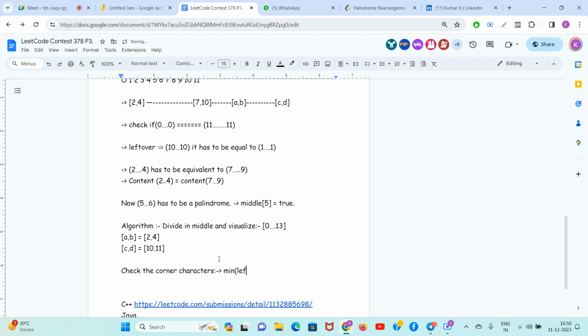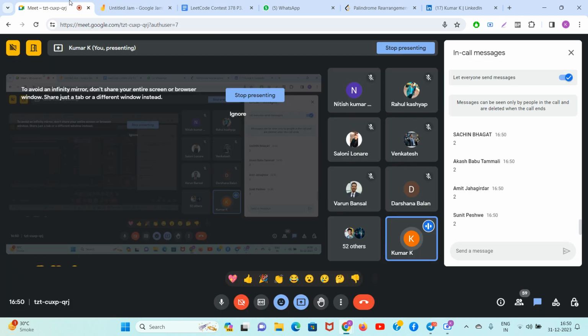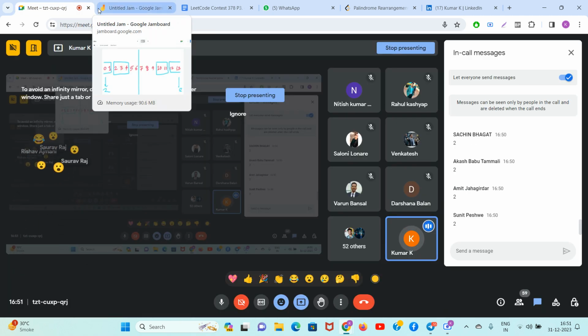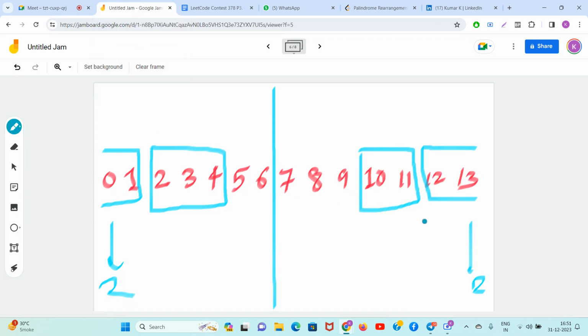Min of left comma right. Guys, you have to take the minimum of left and right. Fortunately, here left is 2 and right is also 2. Do you all agree that we cannot change the first 2 characters and last 2 characters? Everyone start writing yes in the chat. Yes sir, we cannot change the first 2 characters and last 2 characters.